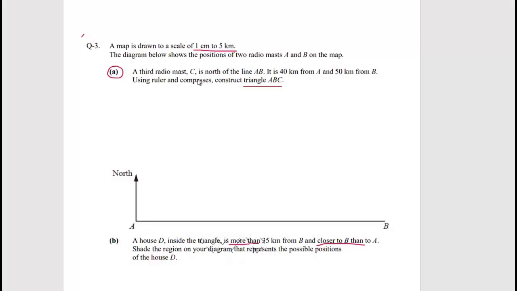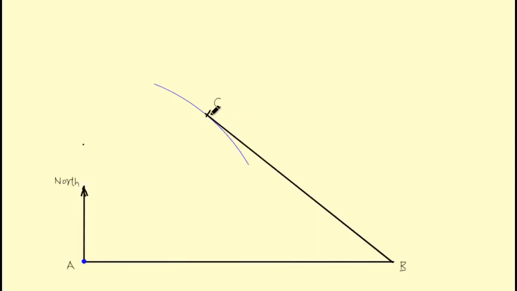This point C is 50 km from B. 50 km means 10 centimeter from B. Now we have to draw an arc 10 centimeter from point B. So after drawing an arc of 10 centimeter from B, we got point C. By joining C with A and B, this is the triangle.